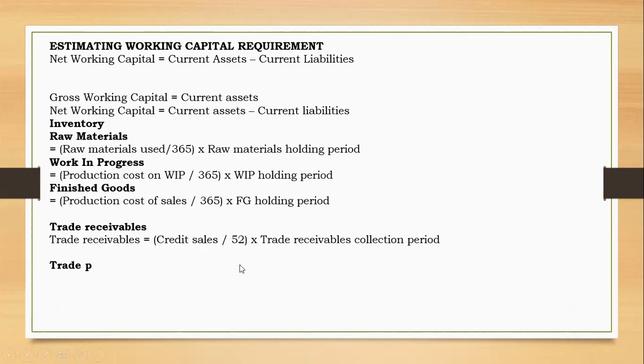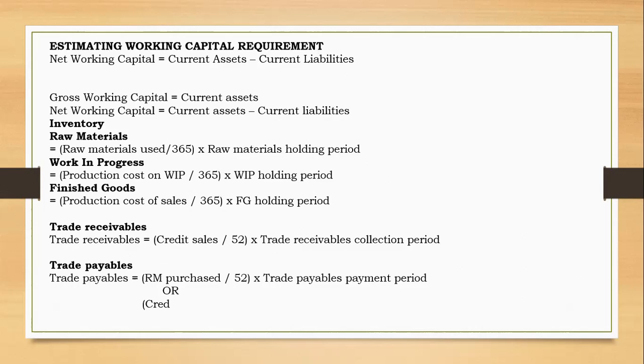Trade payables, the same. If it's the trade payables on raw materials, you have to read the question. If it is based on raw materials alone, I would say raw materials purchased over 52 times trade payables payment period. But in case the trade payables are on finished goods, maybe you are not producing. The supplier gives you finished goods and you just need to sell them. It will be credit purchases of goods over 365 times trade payables period. So you can use 52 or you can use 365, whatever you wish.